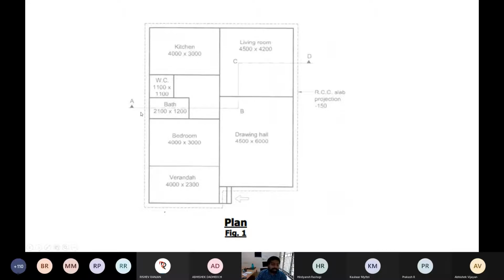So from this line diagram, you have to develop the plan, and you can see here ABCD. My screen is visible or not? Yes, sir. Here you can see the section. I have drawn one section here. From this you have to draw the section of this particular building, and you have to draw the front elevation.